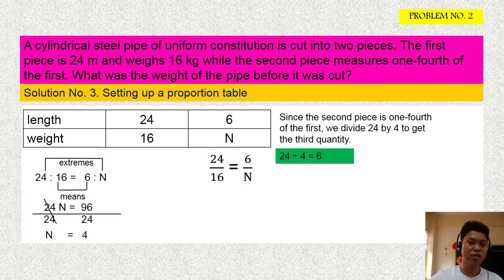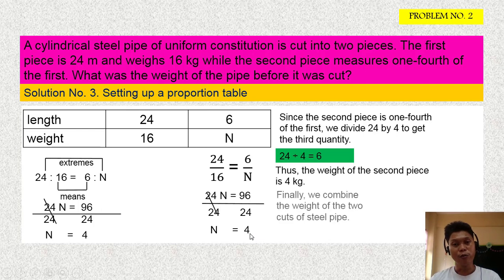Or, using fractions, 24 over 16 equals 6 over n, and then we just cross multiply. 24 times n is equal to 24n, and 16 times 6 is equal to 96. Then divide by 24 on both sides. So n is equal to 96 divided by 24, which is still equal to 4. Therefore, the weight of the second pipe is 4 kilograms.